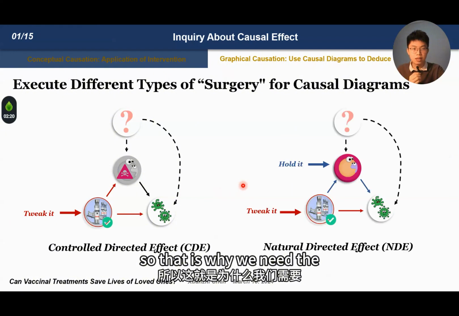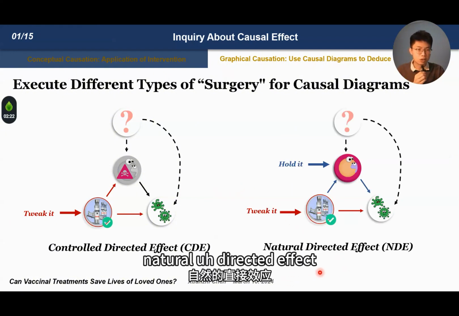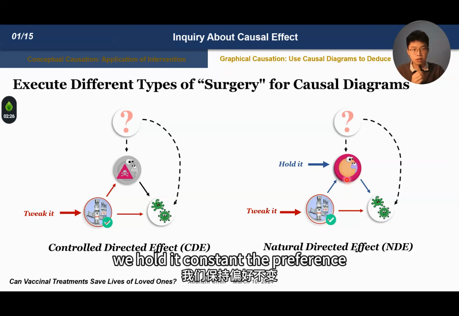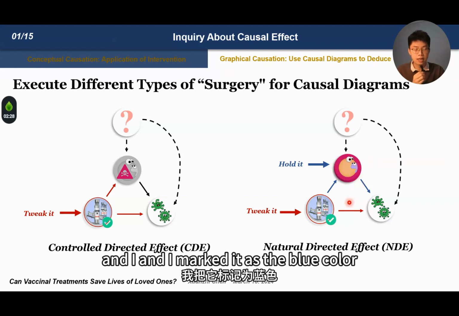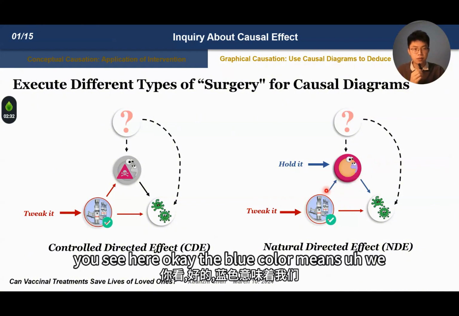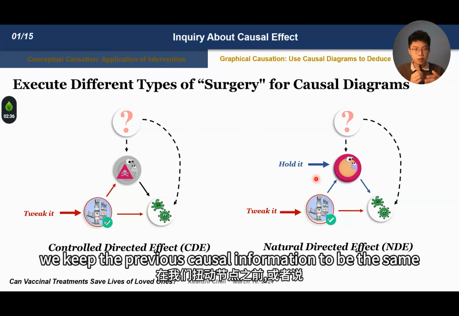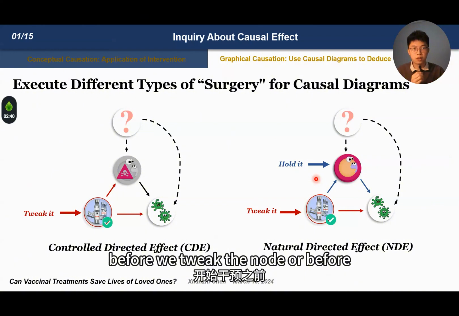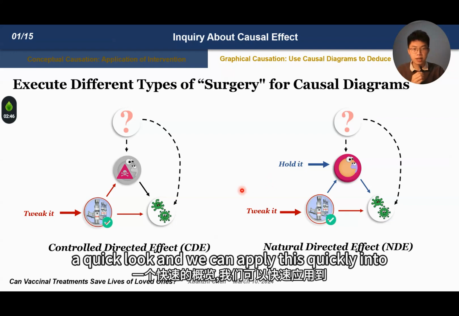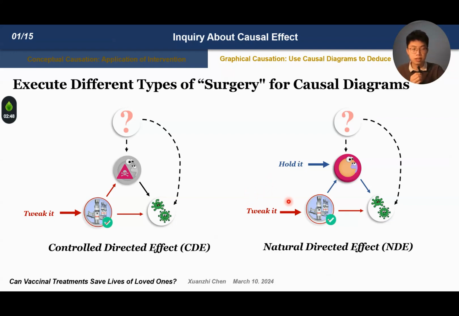So that is why we need the natural direct effect. Here we just hold it constant. We hold the preference constant, and I mark it in blue color. The blue color means we keep the information the same as before we tweak the node, or before we start the intervention. And yes, this is a quick look, and we can apply this quickly to the indirect effect.